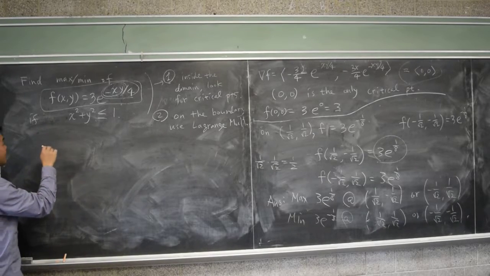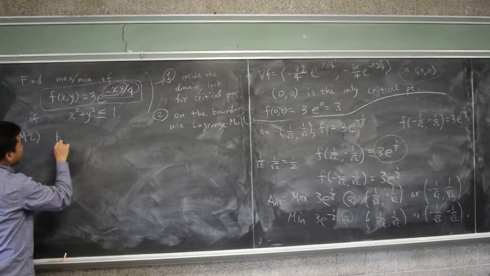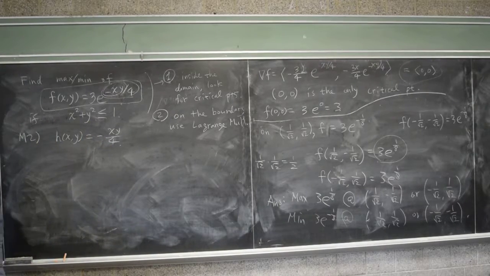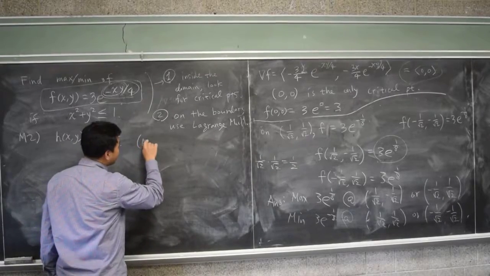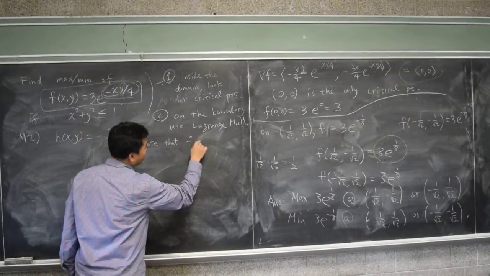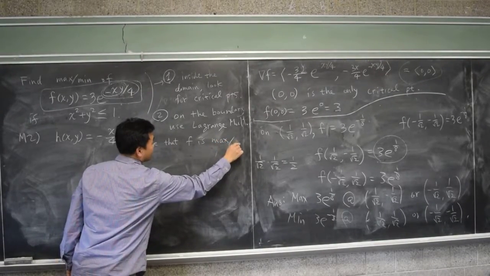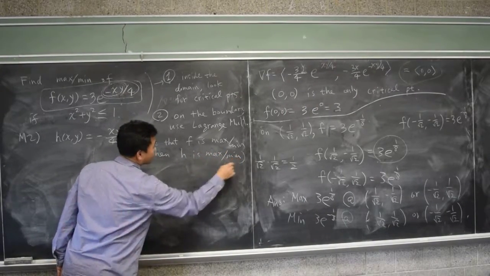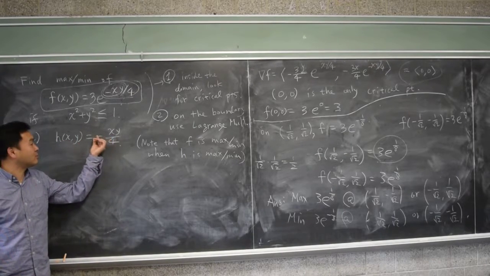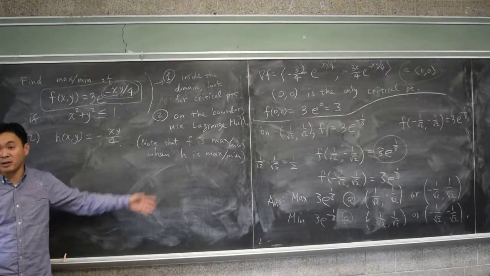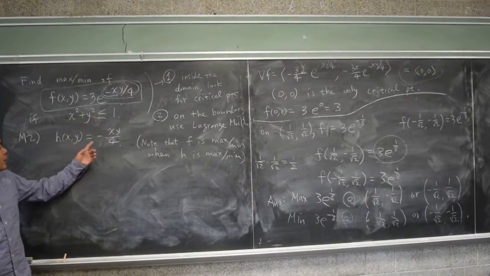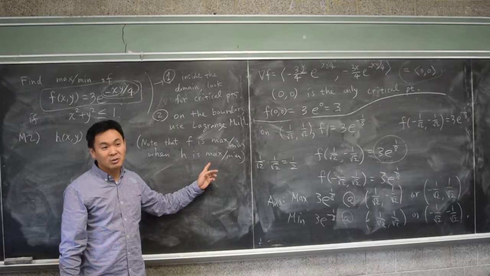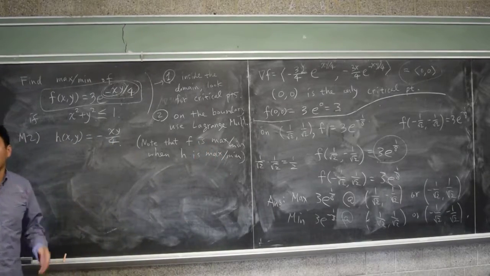So if you're to solve it that way, method 2, you would just consider h of x, y as negative xy over 4. Simple. And then you would say, note that f is max or min when h is max or min. Well, this is not the only way. You could have chosen h of x, y as just negative xy, deleting the 4, because the same thing happens, right? Or you can even say h of x, y is just positive xy. In that case, when f is maximum, h is the minimum. Or you would do that. Right? So you can save a lot of time by doing this trick.